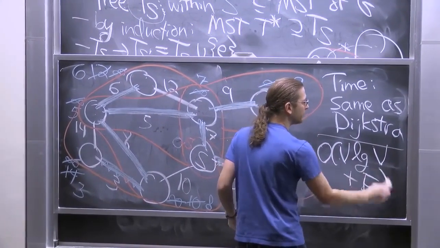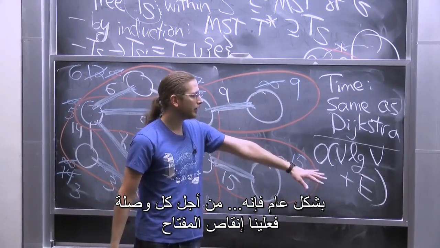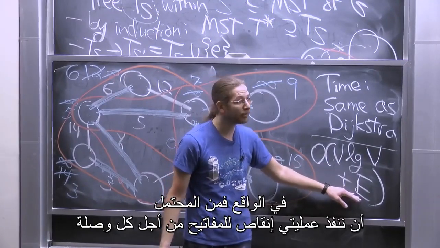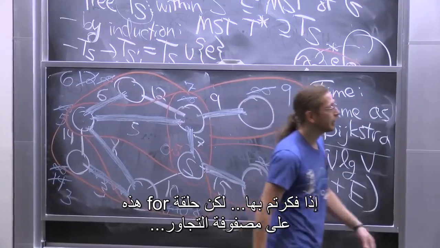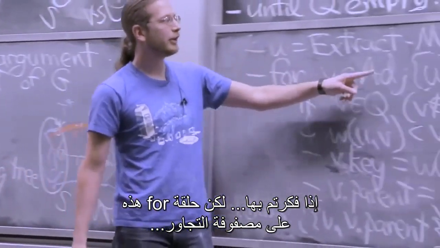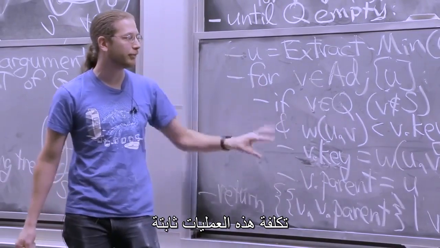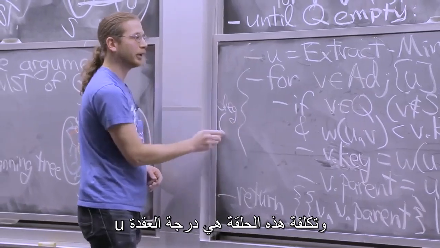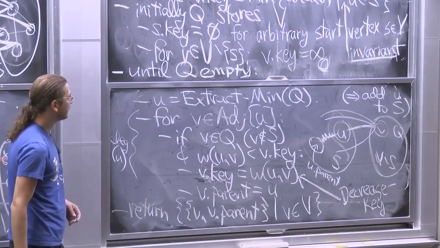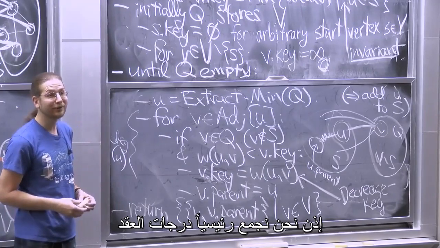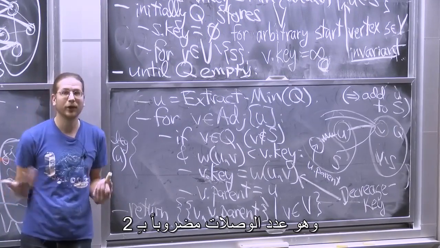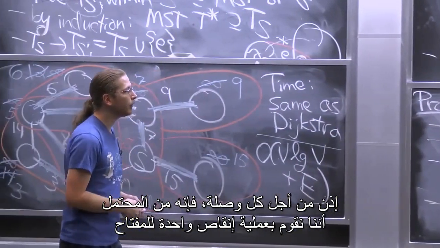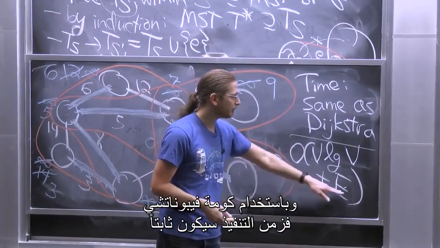E. In general, for every edge we have to do a decrease key. Actually, for every edge we do 2 decrease key operations potentially, if you think about it. But this for loop over the adjacency, the cost of this stuff is constant. The cost of this is the degree of the vertex u. And so we're basically doing the sum of the degrees of the vertices, which is the number of edges times 2. Right? That's the handshaking lemma. So for every edge, we're potentially doing 1 decrease key operation. And with Fibonacci heaps, that's constant time.